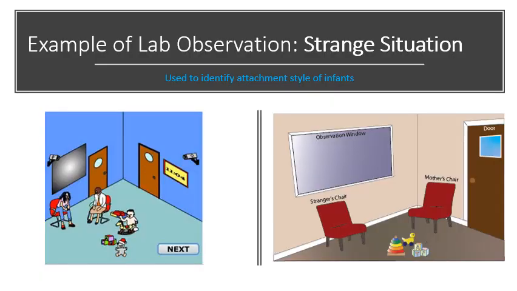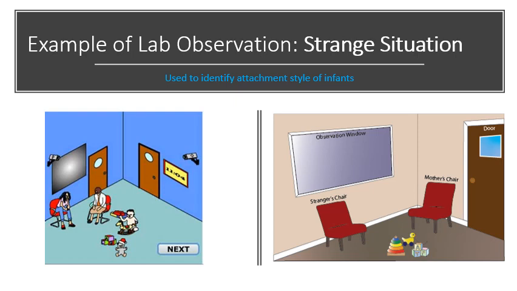So an example of lab observation is the strange situation task, and it's used to identify attachment styles of infants. We all as humans have an attachment style according to a framework put together by researchers who developed both different attachment styles and then did subsequent research to show that these carry through into adulthood. And the test that has been developed by Margaret Ainsworth to test this is called the strange situation task.